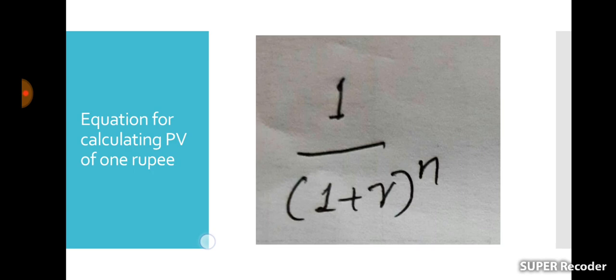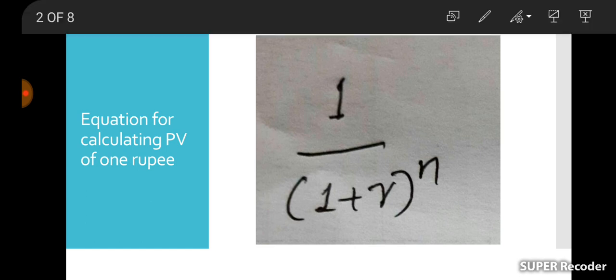Today we are going to learn another variant of bond return, that is yield to maturity, YTM. From yesterday's session, we have learned to calculate the present value of 1 rupee by using the equation 1 divided by (1 plus r) raised to n. Calculation of present value is known as discounting. Here, r is the discount rate.